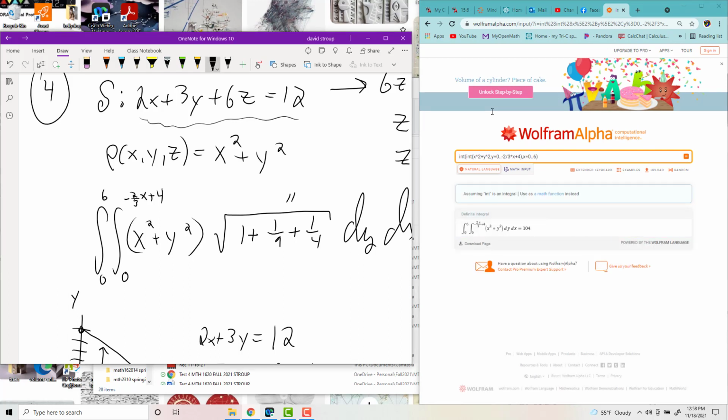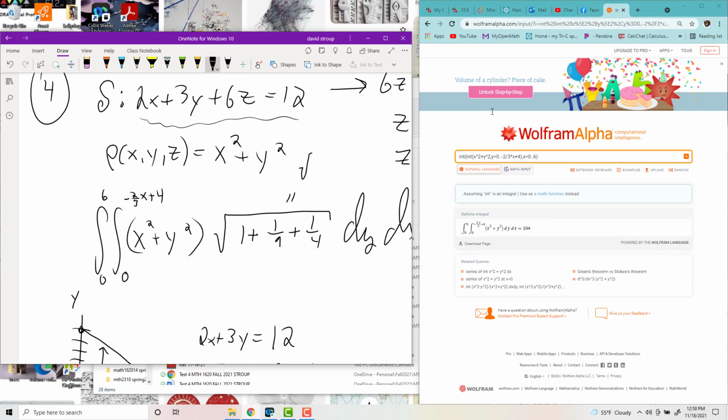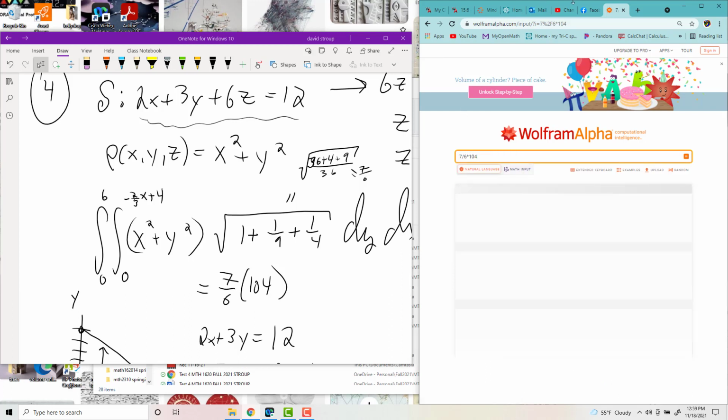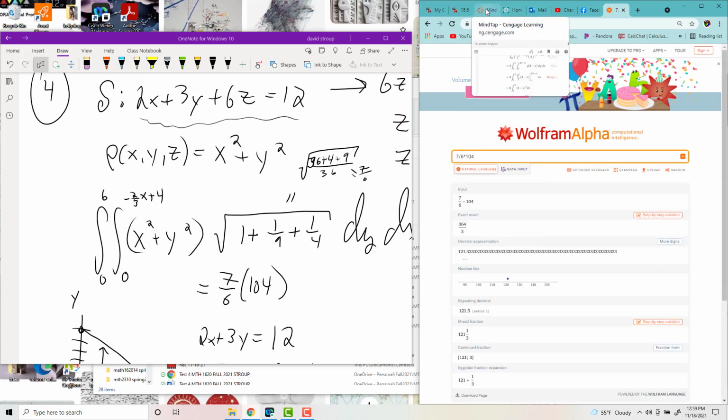This razzmatazz right here is going to be the square root of 36 plus 4 plus 9 all over 36, which is 49 over 36, which is 7/6 once you take the square root of it. So this answer should be 7/6 times 104, and whatever the heck that is, right? So 7/6 times 104 is, drumroll, 364/3.